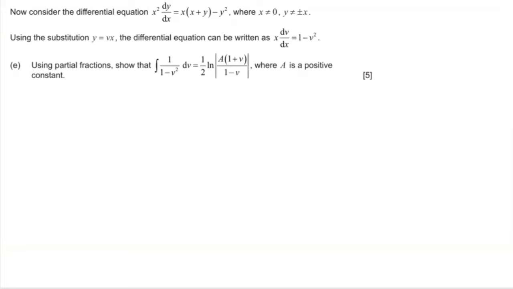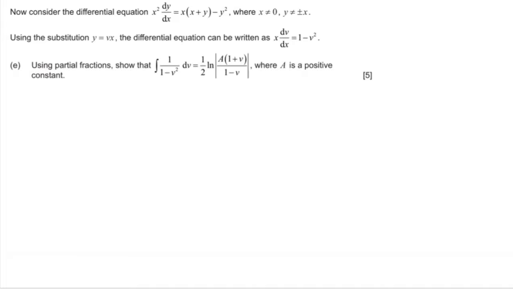Now consider the differential equation: x squared dy by dx equals x times x plus y minus y squared, where x is not 0 and y is not equal to a plus or a minus x. So they've given some limitation for this. Using the substitution y equals vx, the differential equation can be written as this. So this is a substitution we use for the homogeneous differential equation. So before I solve part E, I need to show that top part, right?